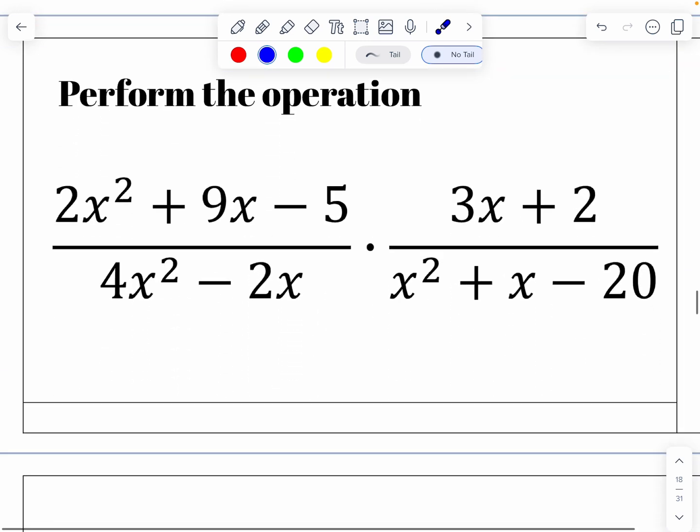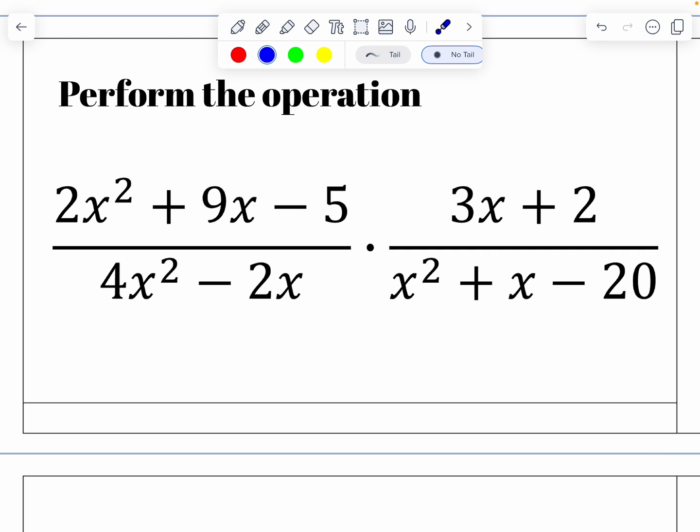All right. Multiplication is very similar. We just don't have to do the keep, change, flip because we're not dividing. With multiplication, though, especially if we are in these types of forms here, we have to simplify everything before we can start getting cancellation. I'm going to come back to this.